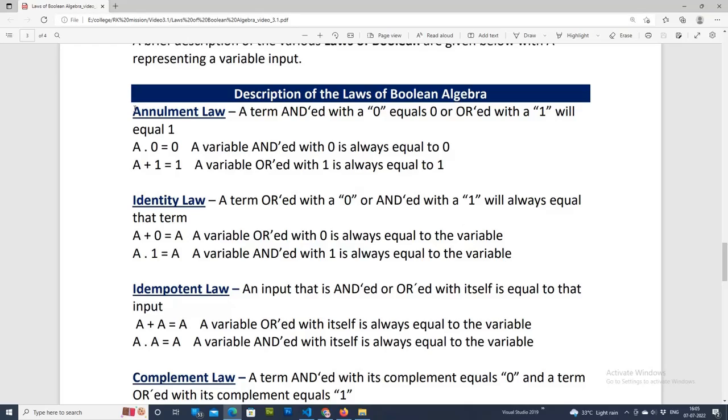So let's start with the Annulment Law. A term ANDed with a 0 equals 0, or ORed with a 1 will equal 1. So A AND 0 equal to 0. A variable ANDed with 0 is always equal to 0. It's a law, and you have to remember this because it's a very important basic concept of Boolean algebra. We have A OR 1 equal to 1. A variable ORed with 1 is always equal to 1.